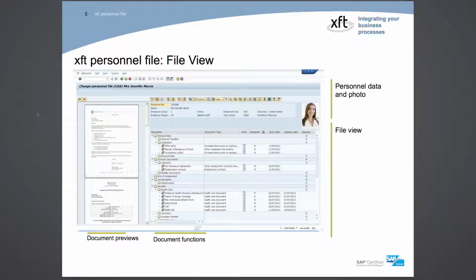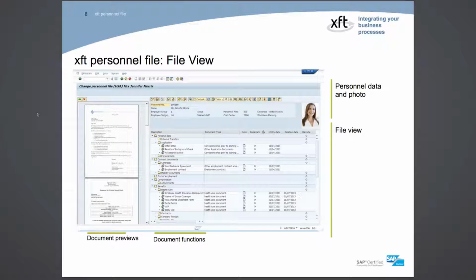A quick look at what the XFT personnel file is all about. This is nicely summarized in this screenshot, and we'll see a live demo a little further down the road in about 10 minutes. On the right-hand side of this screen, we have a folder listing, and those folders can be expanded and collapsed. The titles of the folders and the document types are all customizable. This is all part of our setup process, a very easy setup process.